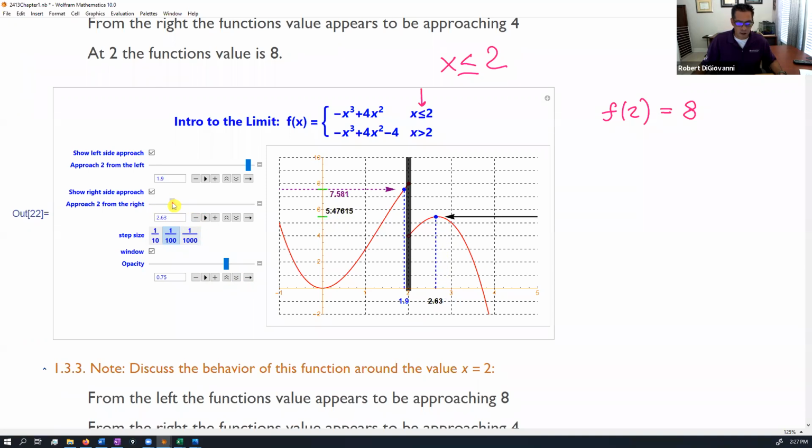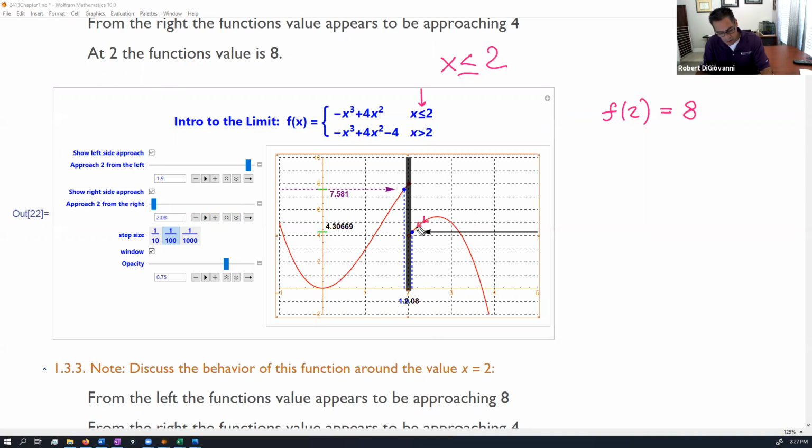But see, Ethan, we're not close to 2 yet. We're at 2.63. So we need to get closer to 2. Now the y value is dropping back down, and the graph looks like it's approaching somewhere around 4. So it doesn't matter that we went up and then came back down. It's what's happening near 2, and that's what makes it so tricky. It can do all sorts of crazy stuff out here, but it's what's happening as you get closer and closer.